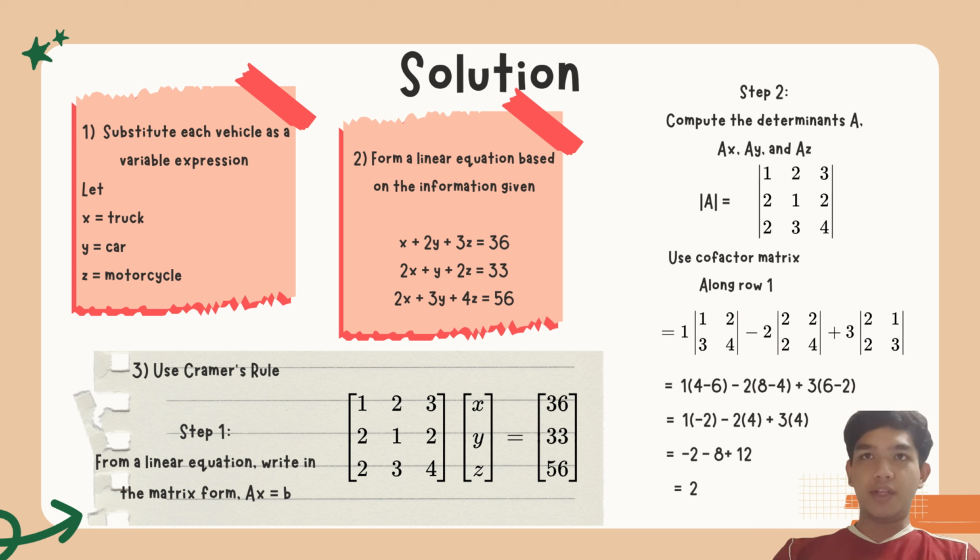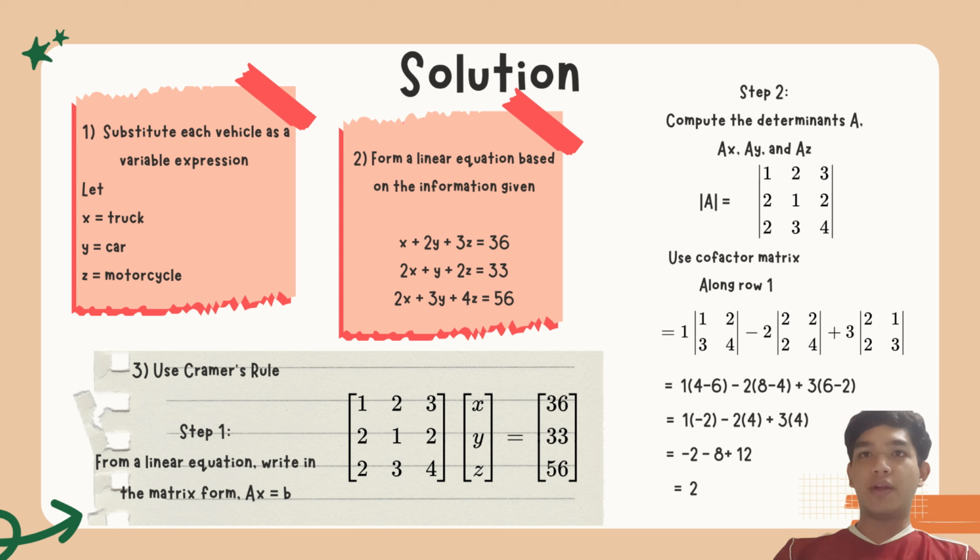Step 1. We need to collect and substitute each vehicle as a variable. Here, we let x equal lorry, y equal car, and z equal motorcycle. Second, we need to form a linear equation based on the problem statement given. Here, we get x plus 2y plus 3z equals 36. 2x plus y plus 2z equals 33. And finally, 2x plus 3y plus 4z equals 56.